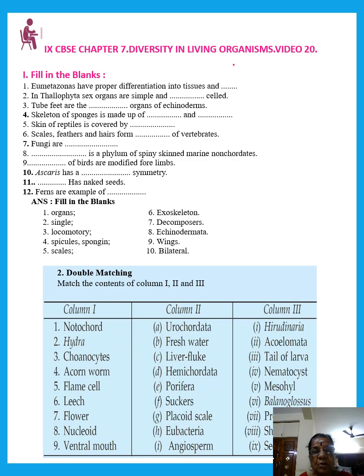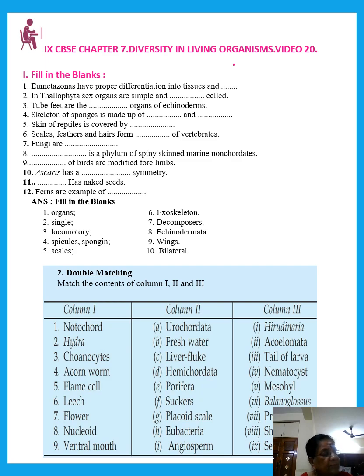அடுத்து acorn worm, Hemichordata, example Balanoglossus. Then flame cell, it is liver fluke, acoelomate. Then again leech, leech வந்து 6th one. It is freshwater and Hirudinaria. Hirudinaria, binomial of leech வந்து Hirudinaria.